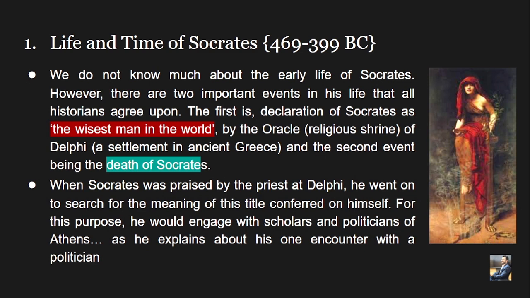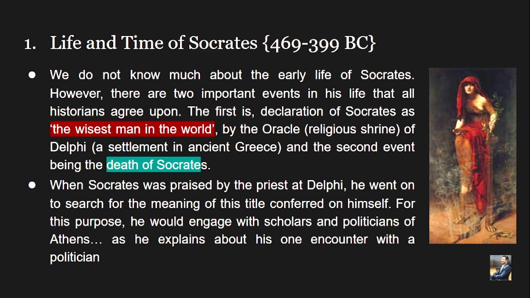The first is that Socrates was the wisest man in the world, which is the label given to Socrates by the Oracle of Delphi. Who was the Oracle of Delphi? The Oracle of Delphi was the highest priestess of ancient Greece. Okay, so she labeled Socrates as the wisest man in the world.